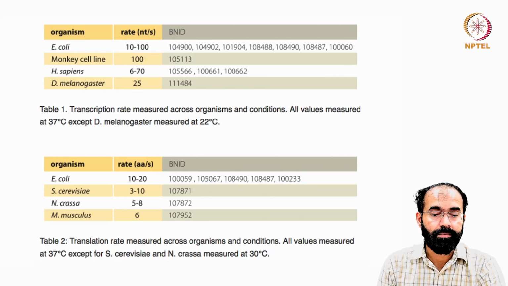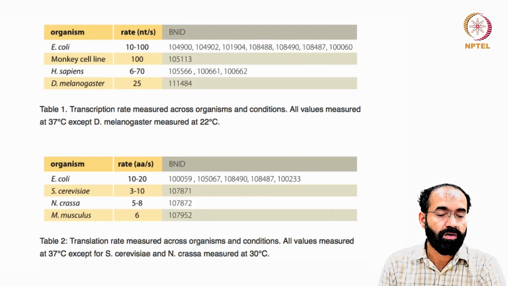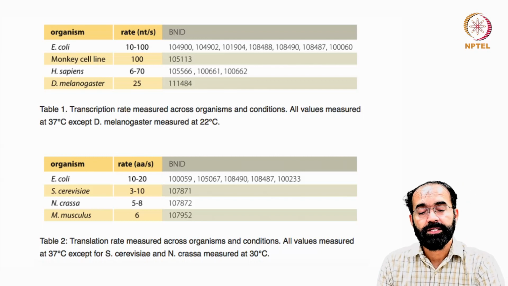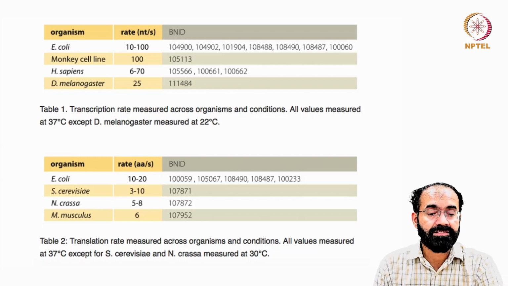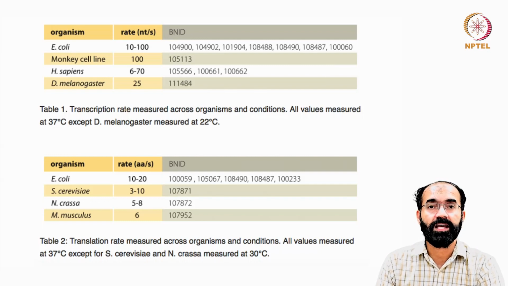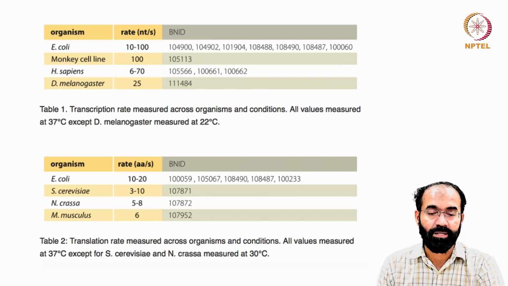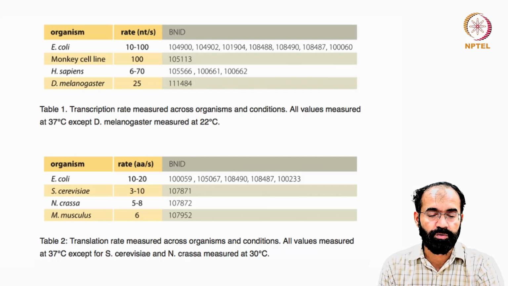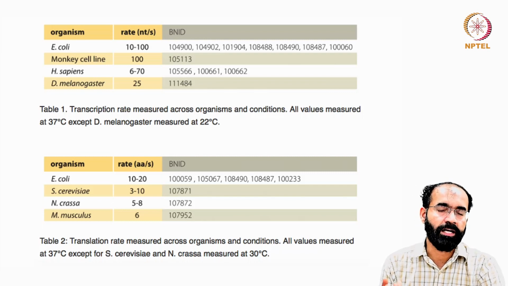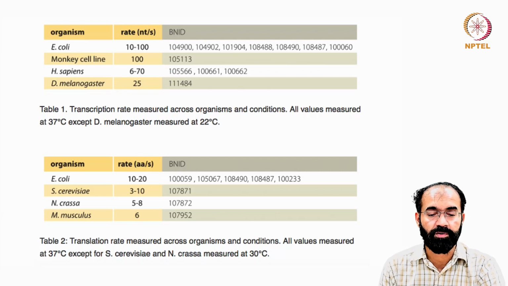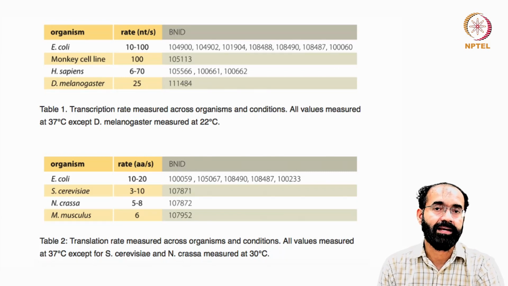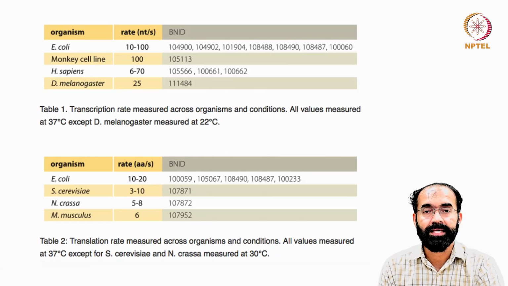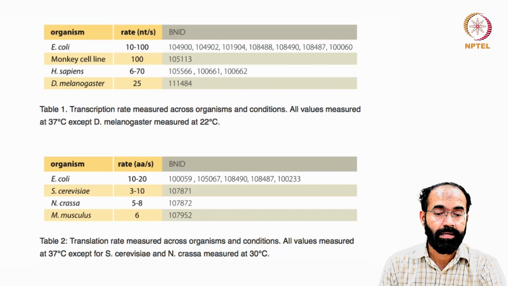This is the transcription rate measured across organisms and conditions, all values measured at 37 degrees except for melanogaster, because it lives at around 22 degrees Celsius. On average, you can see that E. coli has the highest rate of transcription because its lifespan is around 20 minutes. So it has to perform the task much faster. Cell lines also live in quite congenial conditions with a lot of nutrition. I shouldn't say high temperature, because 37 is a normal temperature for the monkey's body also, but being cell lines, they have nutrition quite easily available and they have a production rate of 100 nucleotides per second.